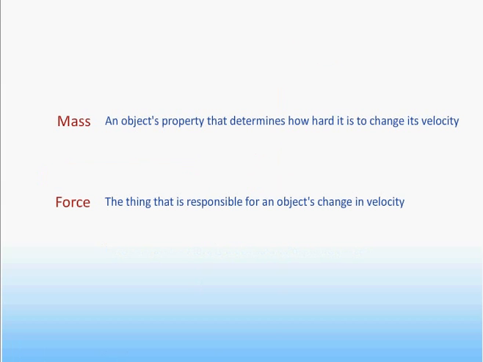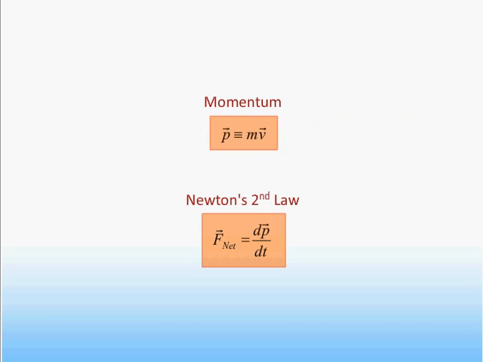We conclude with a brief discussion of the main points of this pre-lecture. First, we define the two new concepts, mass and force, that Newton introduced to be able to create his framework for explaining dynamics, the study of the causes of motion. Mass is the property of an object that determines how hard it is to change its velocity, while force is the thing that causes that change in velocity. We also introduced the concept of momentum and obtained a new form for Newton's second law.